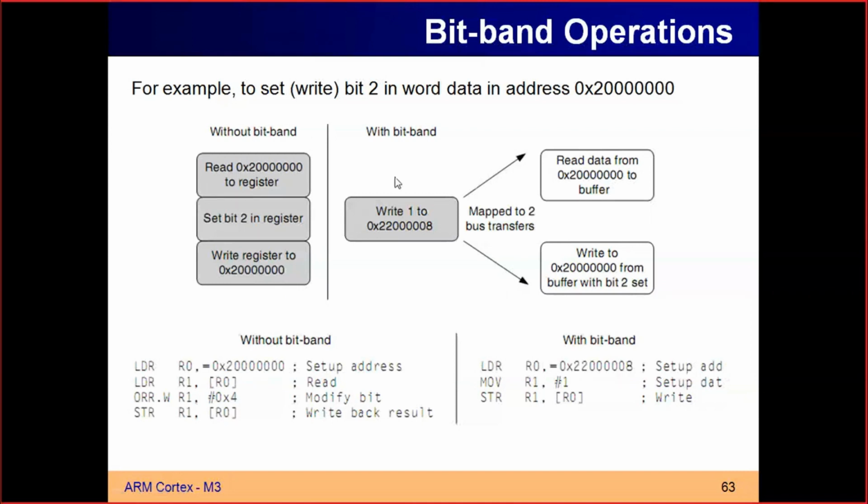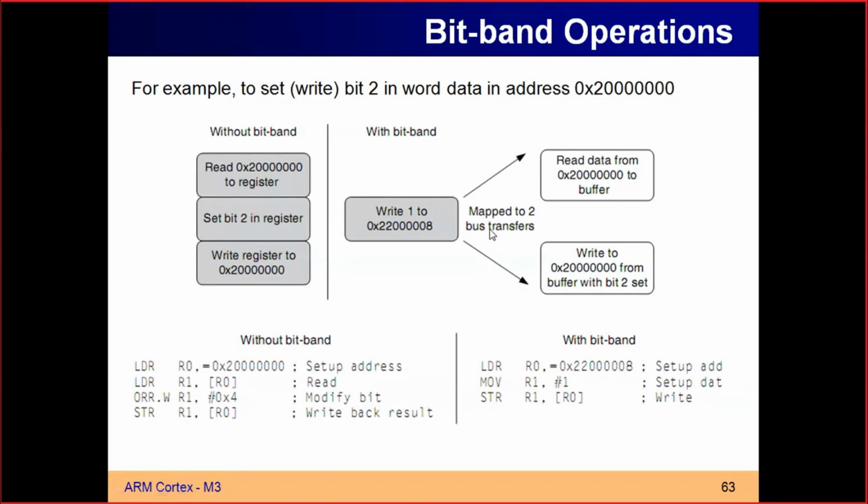But if you are using bit banding, there is no need for these 3. Directly you can write 1 to this location. How will you write 1? You are moving 1 to R1, R1 to R0. So this is the difference between without bit band and with bit band in the case of write.